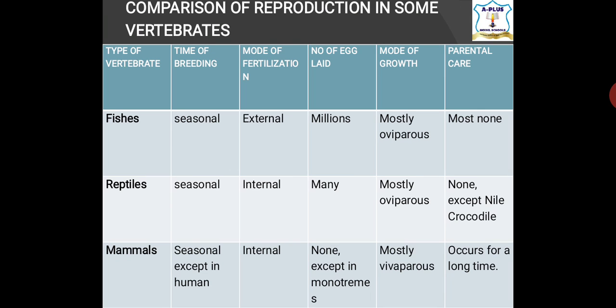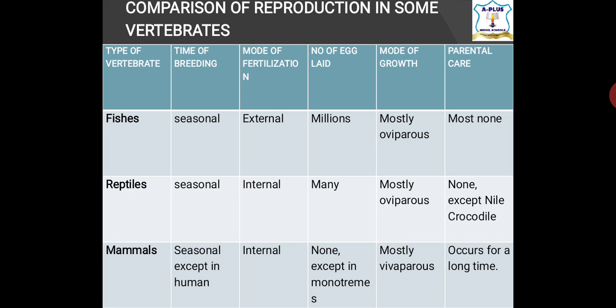Now, let's see some comparison of reproduction in some vertebrates. On the table here, we have the types of vertebrates, types of breeding, mode of fertilization, number of eggs laid, mode of growth, and parental care. Now let's check fishes. For fishes, the time of breeding is seasonal. That means they breed on a seasonal basis.